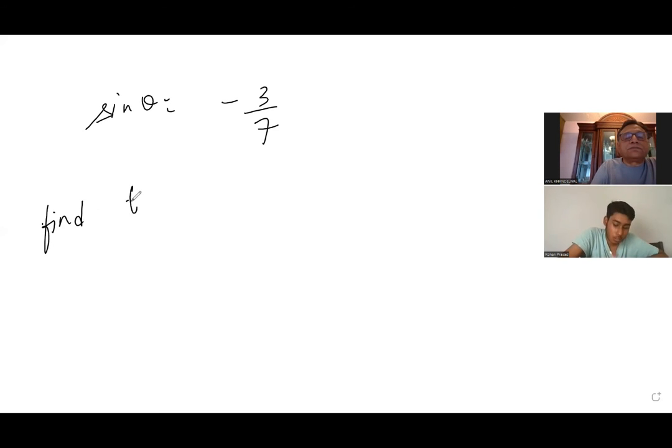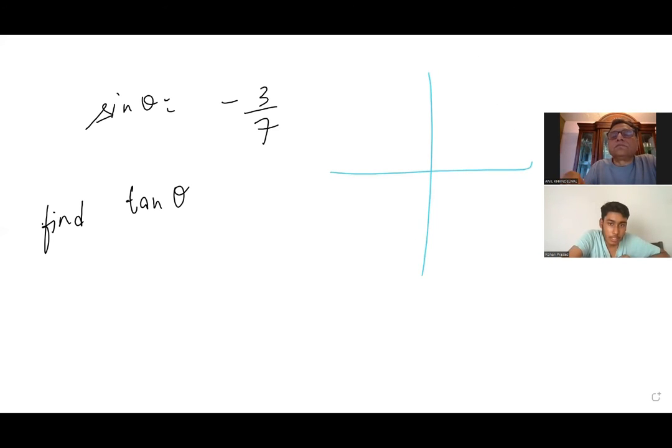This time I'm saying that sine theta is equal to minus 3/7. Find tan theta. Tell me, how will you do this? So it's negative 3/7, right, sir? Yes.